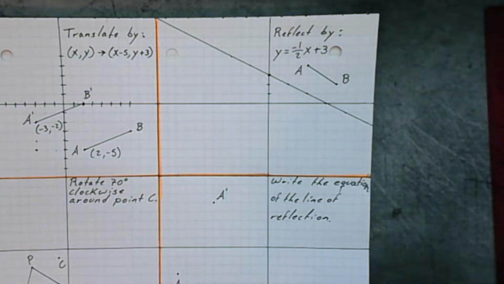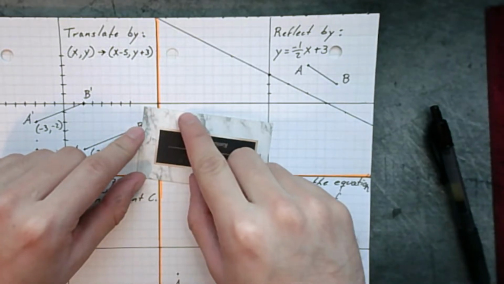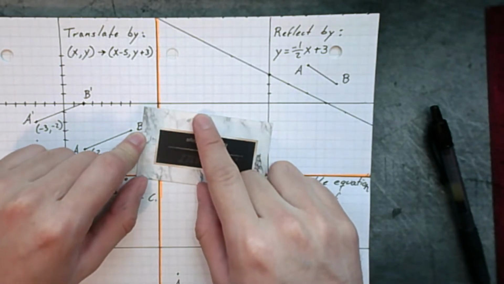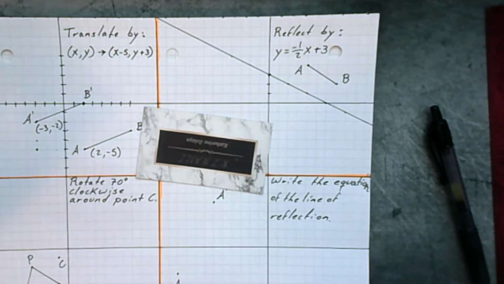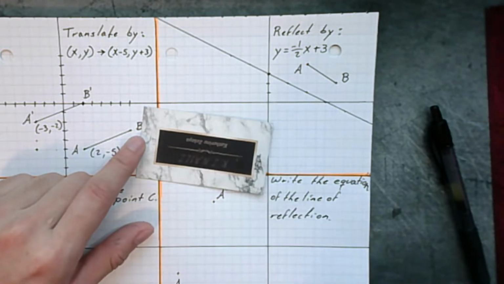Here's the trick. You can take any object that has right edges, because these right edges represent a straight angle, sorry, a right angle, 90 degrees. A straight angle is 180.